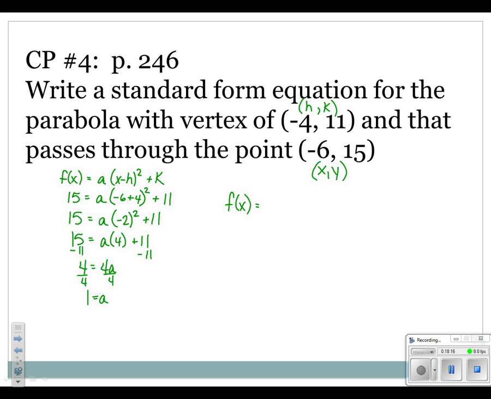f of x is equal to a times (x minus h), remember minus a minus number is plus, squared, plus k, plus 11. Or, since a was a 1, you could just leave it out. Doesn't change anything. Those two are the same. Standard form of the equation.